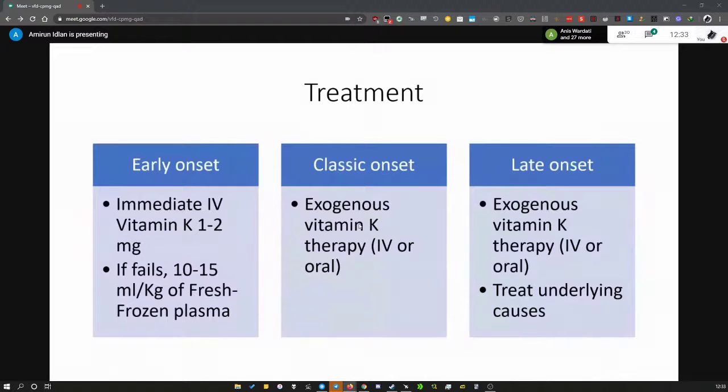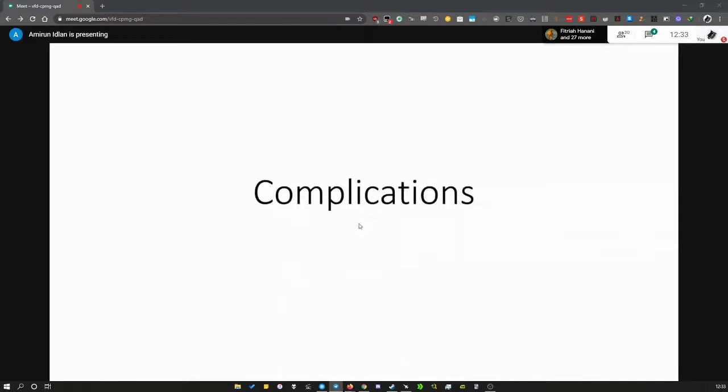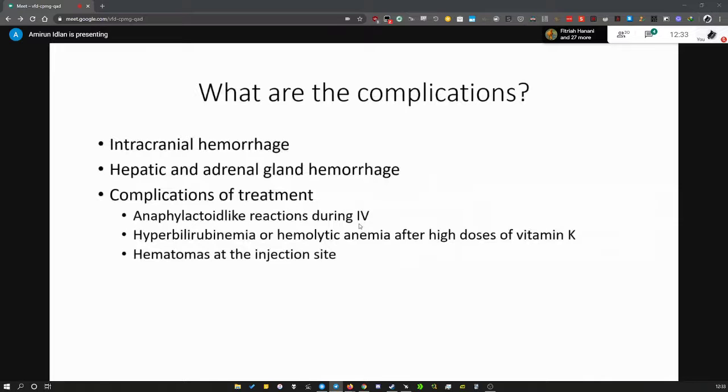Thank you. So basically, for this disease, the best management is prevention, which is intramuscular vitamin K1, 1 milligram at birth. For the complications, first of all, what we are afraid of is intracranial hemorrhage. Next is hepatic and adrenal gland hemorrhage, and also complications of the treatment itself: during IV there can be anaphylactic-like reactions, high doses of vitamin K can induce hyperbilirubinemia or hemolytic anemia, and if I give IM it can cause hematoma.